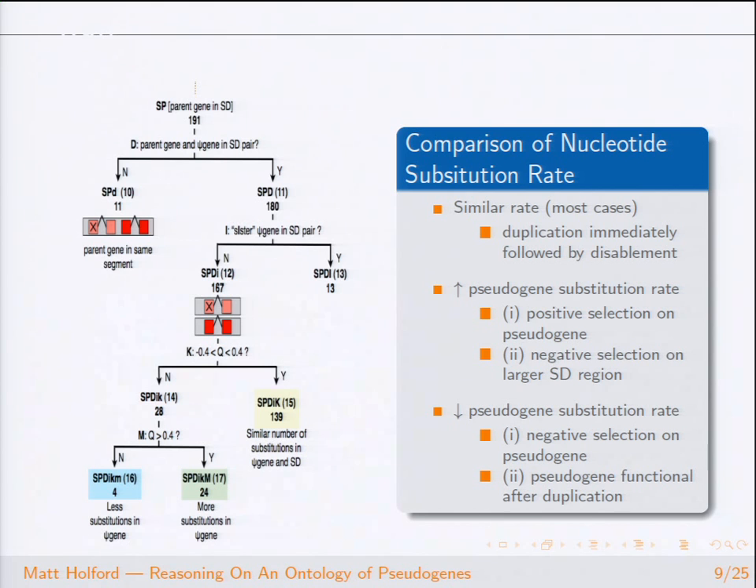We did find a couple of types of discrepant cases where the pseudogene substitution rates were significantly different than the surrounding SD region. Higher, it could mean different things. It could mean there's positive selection or negative selection on the large region. A lower substitution rate indicates the stability, or negative selection, of the pseudogene. Perhaps most interestingly, that perhaps a pseudogene is functional.